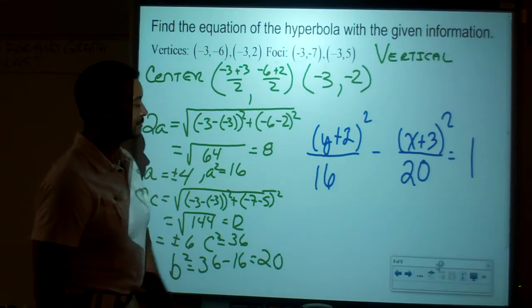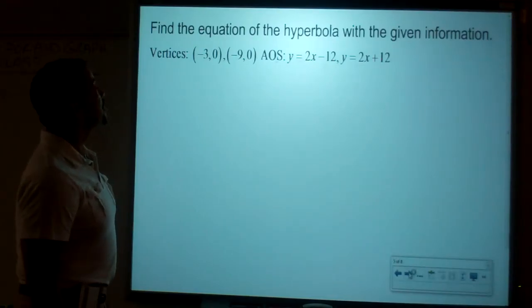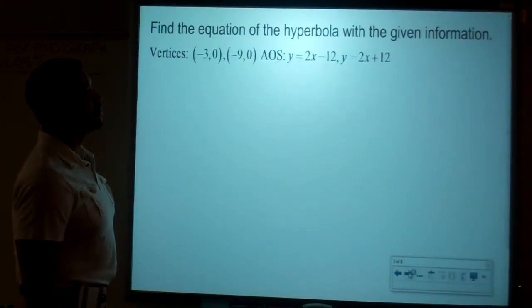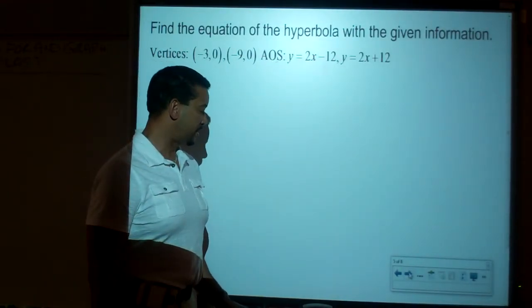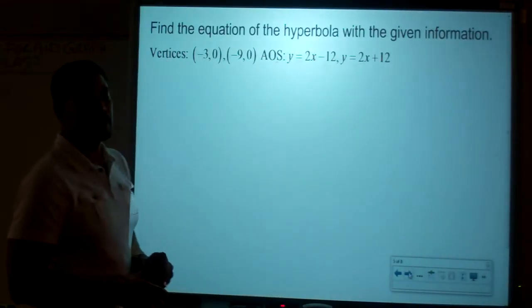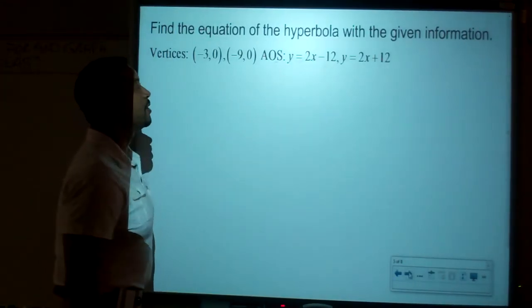Questions? All right, very similar. Find the equation of the hyperbola with the given information. We got vertices, and here we're given the axis of symmetry. So basically you go through this exactly the same way you did before. The only difference here is this part here.